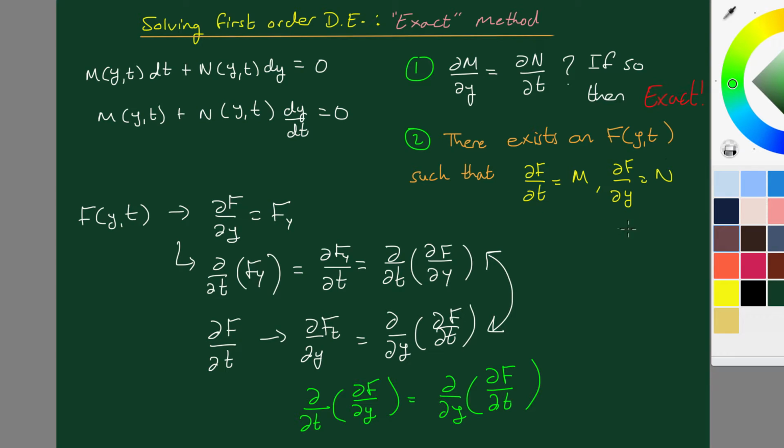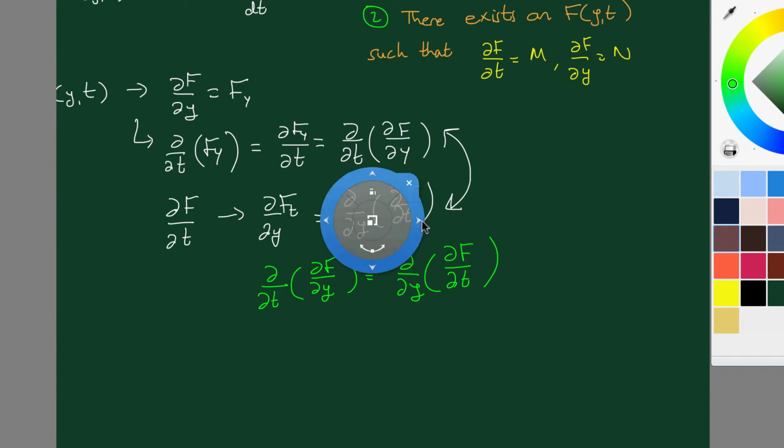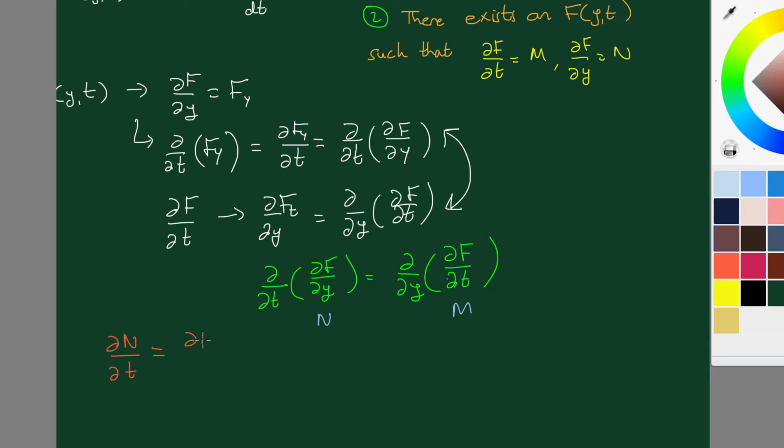So what does this have to do with part 2 here of solving this differential equation? Well, if you take a look, df dt is equal to m, right? So we can write, since df dt is equal to m, I can write m over here for df dt. And df dy is equal to n. I can write n over here for df dy. So that means that dn dt is equal to dm dy, right?